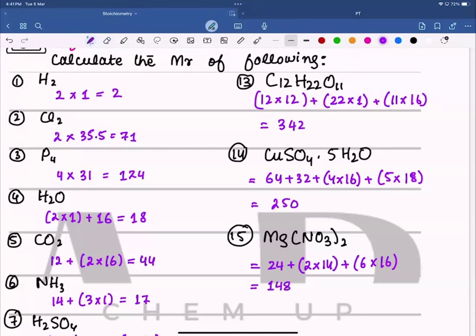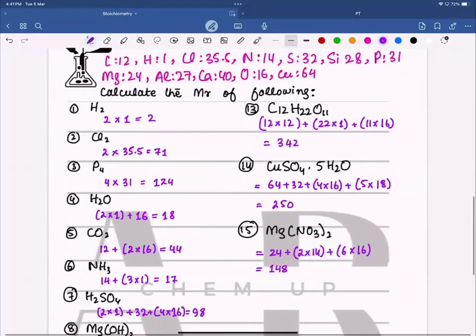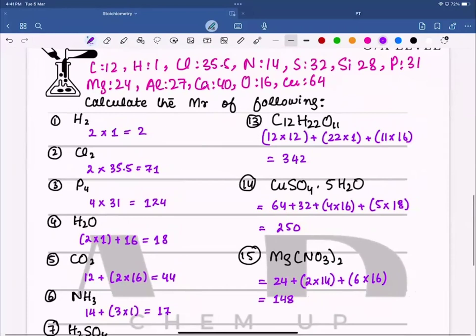Yes, sir. Is this clear to all of you? How we will calculate the MR? Yes, sir. Okay. Now, after the MR, the next thing that we are going to start is calculating the percentage mass, the percentage of an element. Everybody done till here? Yes, sir.